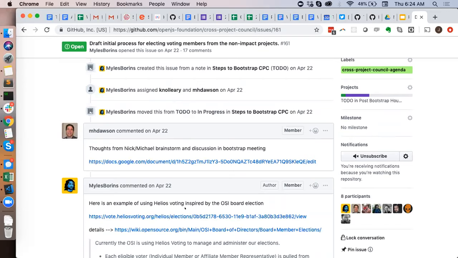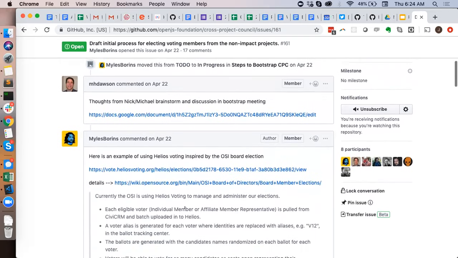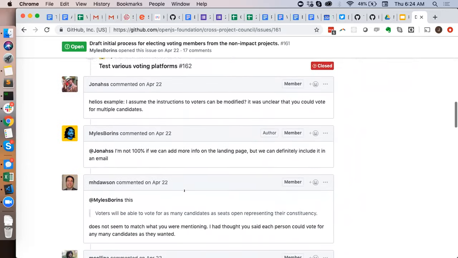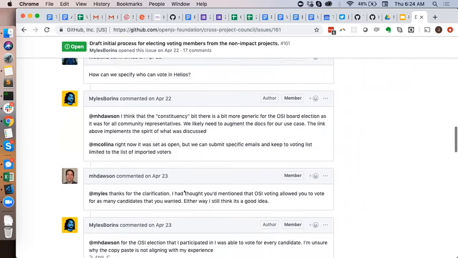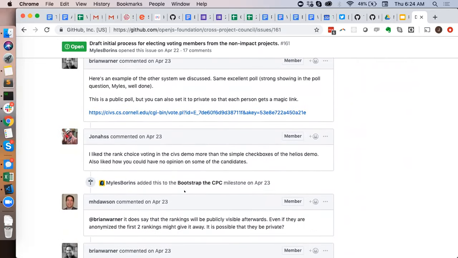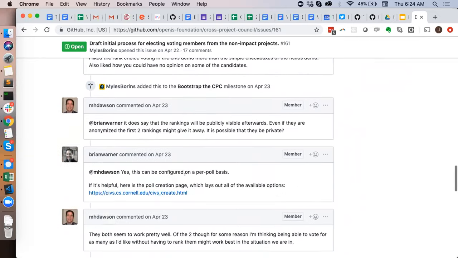I think that for this first pass, we just said everyone who raised their hand became voting members, because there weren't too many. I think it also falls in line with voting members being more a role of responsibility than power in the design. But we did look at a couple different voting platforms that we could use, including Helios and the other voting platform, CIVS. And there are a couple different methods for voting that we could use.